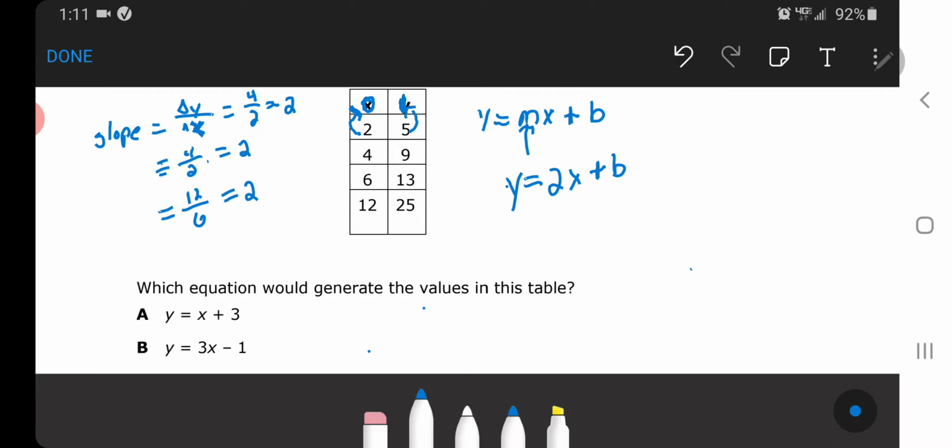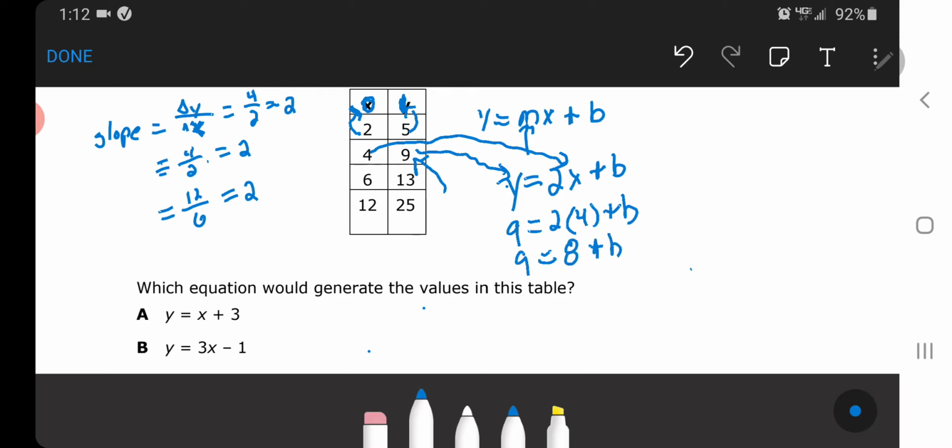Or you can solve for it by plugging in one of the points. Any point will do. Let's do this guy, and I'll show you we get the same result. So we're going to plug in that 9 for y, and take that 4 and plug it into x, and we'll solve for b. So 9 equals 2 times 4 plus b. So 9 equals, well, 2 times 4 is 8, plus b.